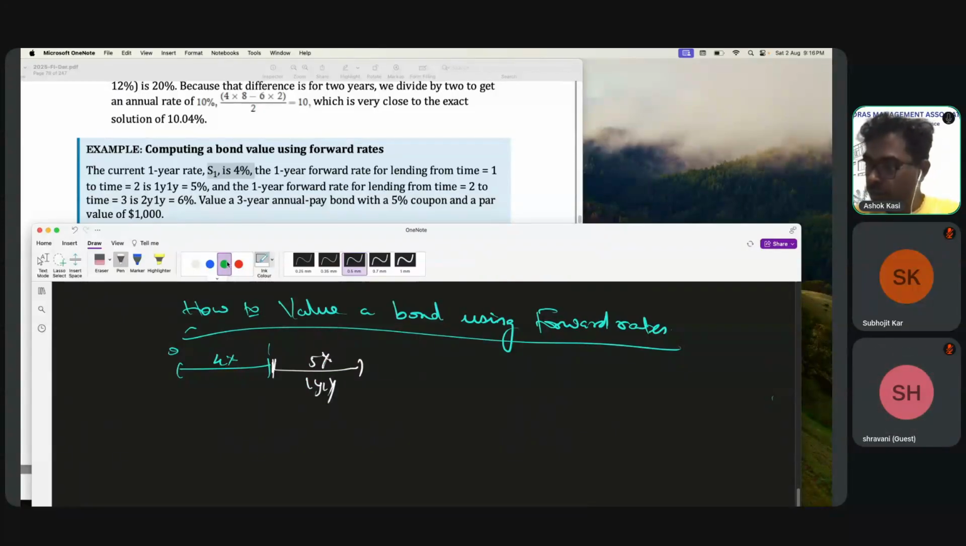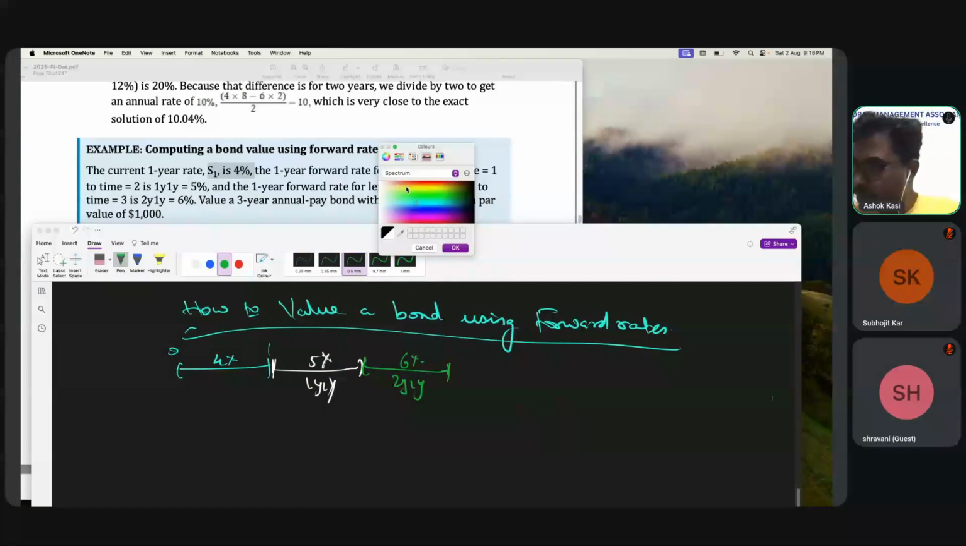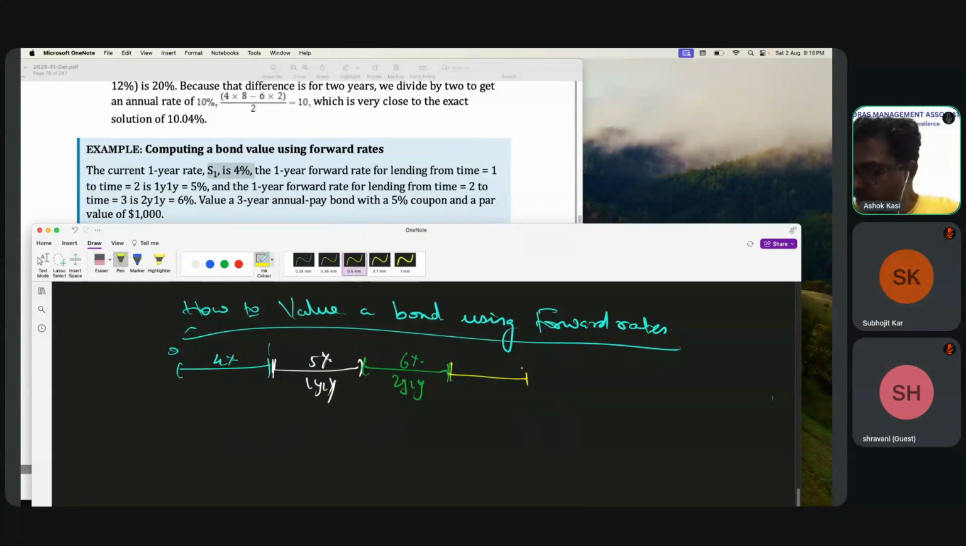Then 1 year forward rate for lending from time 2 to time 3. That means 2y 1y. So 2y 1y, that is 6 percentage. And then 3y 1y. Okay, 3y 1y is not there. This much only.